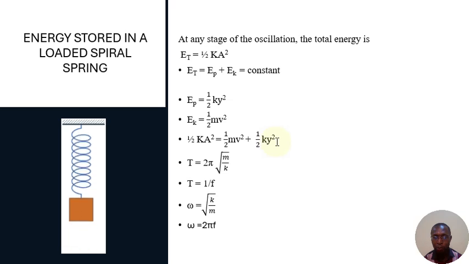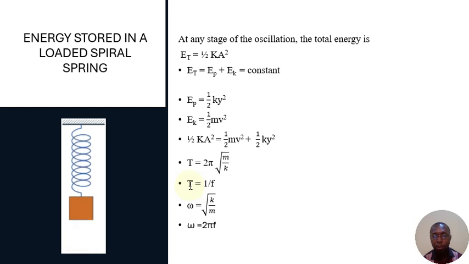Aside from that, it has been verified in the laboratory that capital T, which is called the period, is equal to 2 pi square root of m over k, where the m still remains the mass connected to the spiral spring, and the k remains the force constant.